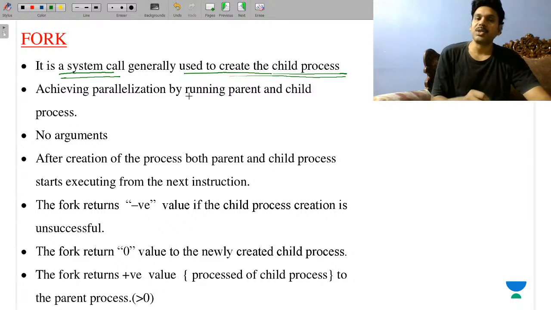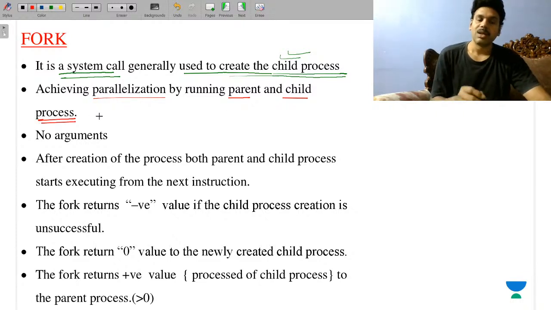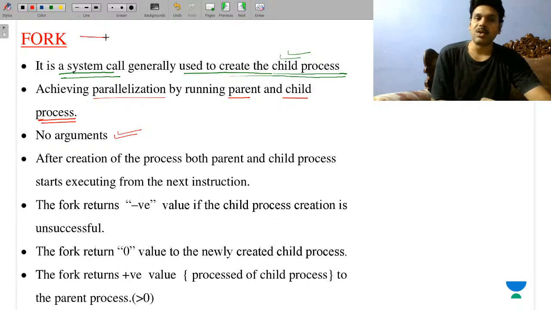Just by creating child processes, fork is saying that you can achieve parallelization, because the parent and children can run on multiple processors. And one more thing is that fork does not have any parameters. It's a function, and it is also called a system call.